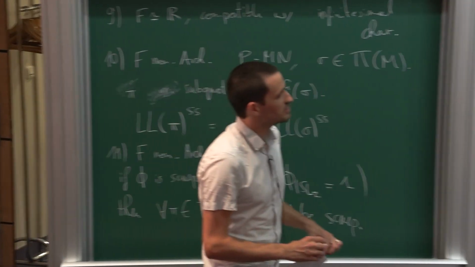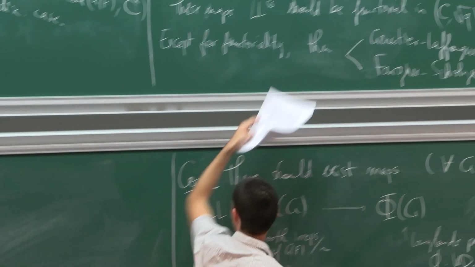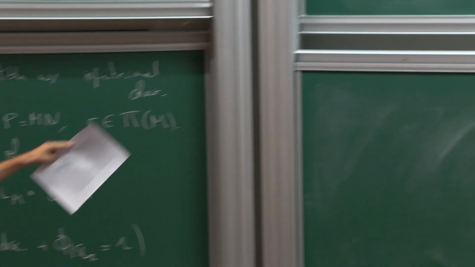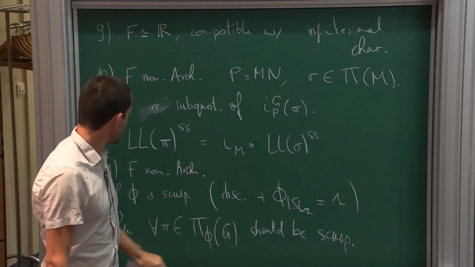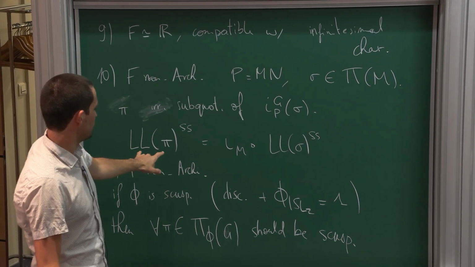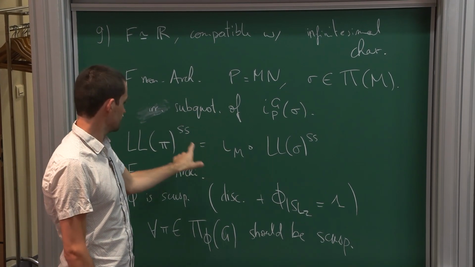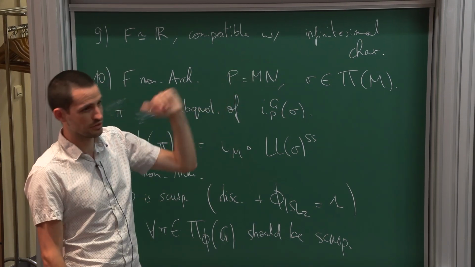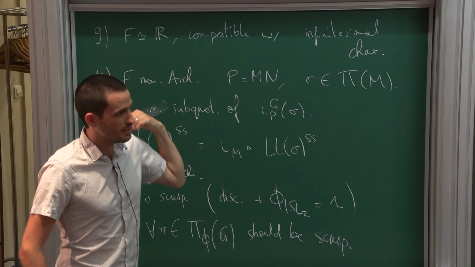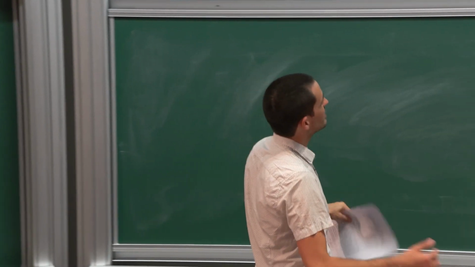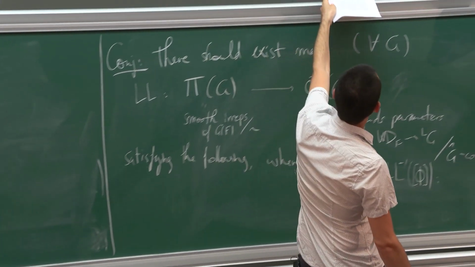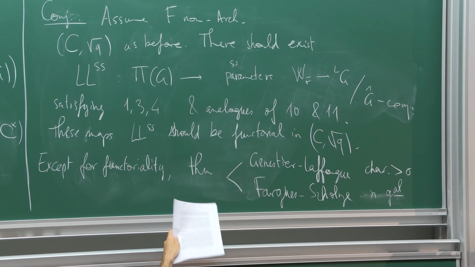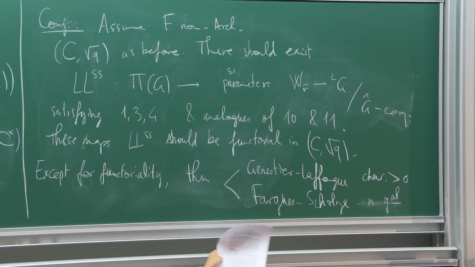The question is, what's the relation between this LLSS and this LL of pi SS? The relation is that the first conjecture implies the second. You can take LL of pi and compose with iota W, so that's this thing here, and call this LLSS of pi, and that gives you the second conjecture. Because this is now a theorem, functoriality would be nice, but this is already a lot.